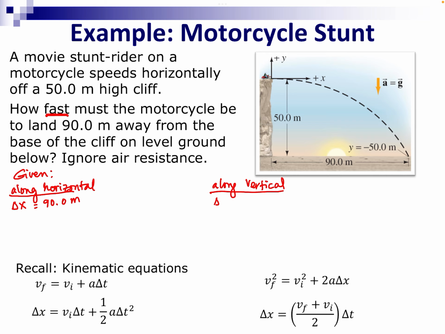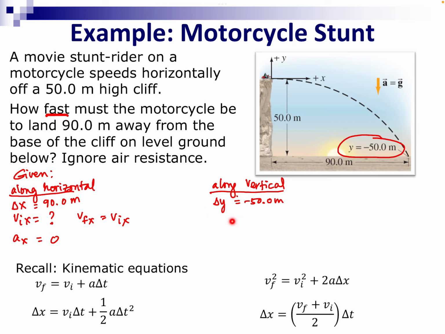Right? So we've already mentioned that along the horizontal, the range is 90 meters. Okay. Along the vertical, the distance is negative 50 meters, because the problem specifically tells us that when the motorcycle reaches the ground, y is equal to negative 50 meters. Right. We want to find the initial velocity along the x, or along the horizontal. We don't know that, but what we know is that the final velocity along the x is equal to the initial velocity along the x, because we know that along the horizontal the velocity does not change, and therefore the acceleration along the x, along the horizontal, is always 0.